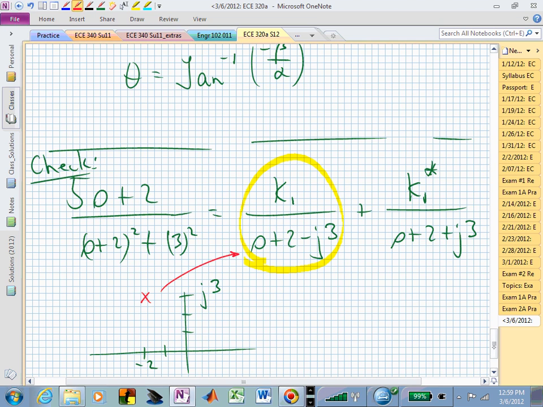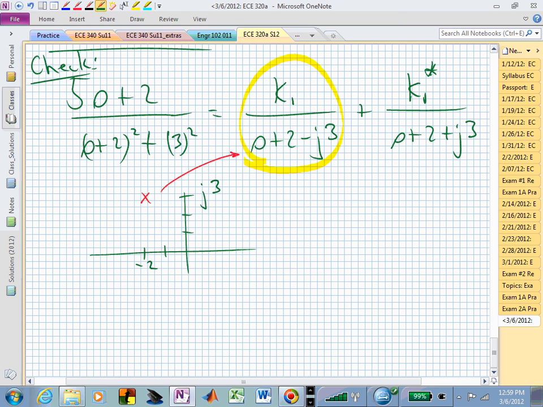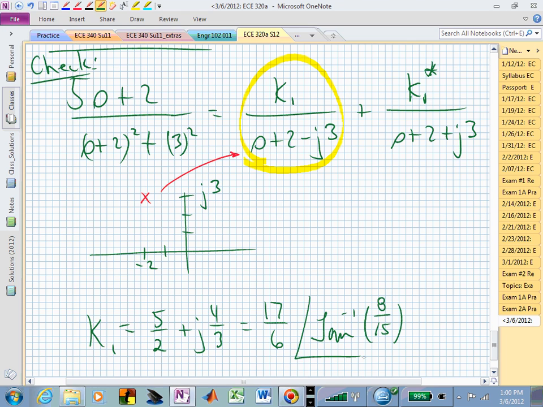But if we did that for this particular problem, hopefully if we did the algebra right, we would find that K1 is equal to 5/2 plus j4/3. And this ends up being 17/6 at an angle of inverse tangent of 8/15, which should have been the same angle that we had before.